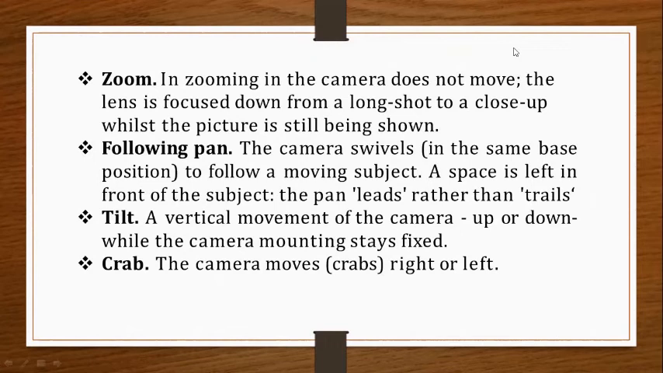Crab is basically a camera movement, the sideways movement of the camera. You can't crab forward or backward. You can't track left or right. If you use the wrong terminology, most camera crew will assume you are inexperienced. Basically, crab just right to left.